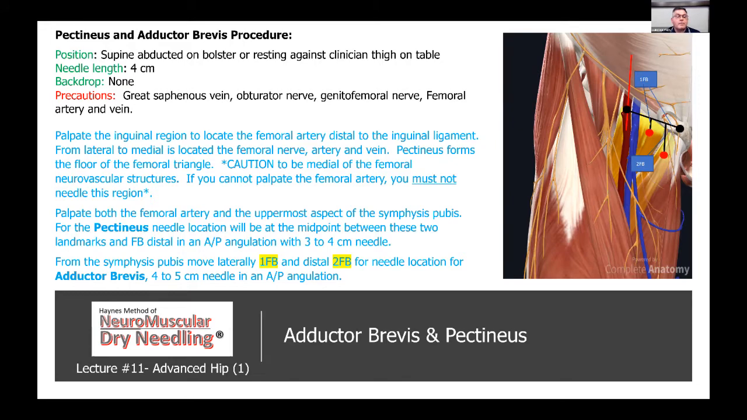So we're going to palpate both the femoral artery and the uppermost aspect of the symphysis pubis. For the pectineus, the needle location will be at the midpoint between those two landmarks. It's going to be 1 finger breadth distal and an anterior to posterior angulation with a 3 to 4 centimeter needle. For the adductor brevis, we're going to move from the symphysis pubis laterally 1 finger breadth and then distally 2 finger breadths for needle location. That's going to be a little bit deeper. We're going to use a 4 to 5 centimeter needle for adductor brevis.